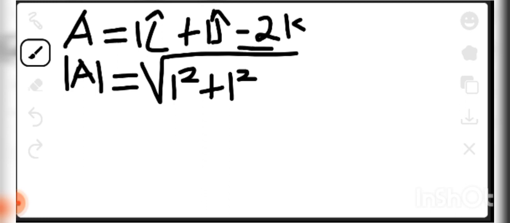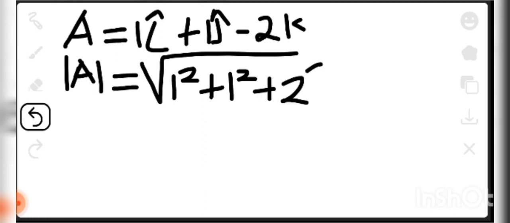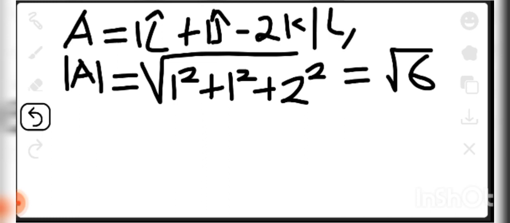I told you for this, don't take the minus, just forget about the minus. For magnitude, just take only this coefficient of k. It'll give us root 6. So next, the direction cosines will be L, M, N. Now, what's the meaning of this L, M, N?